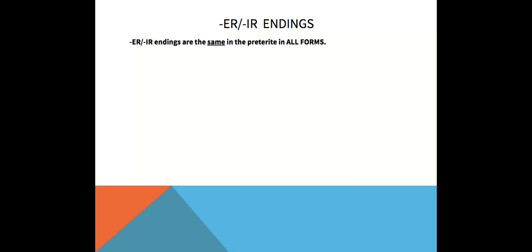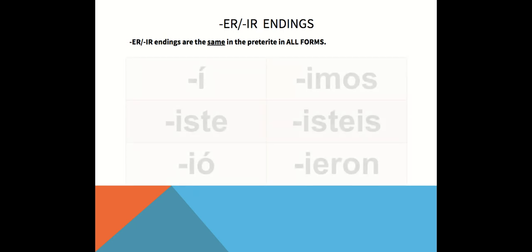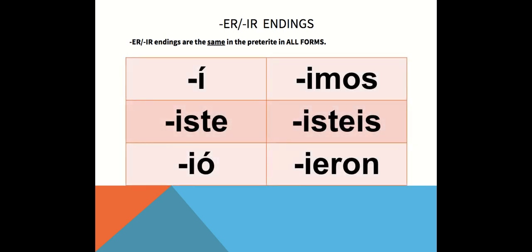Moving on to the ER and IR endings. Good news, ER and IR endings are the same in the preterite in all forms. Okay, so we no longer have to worry about 3 separate sets of endings. So ER, IR share the same endings: í, iste, ió, imos, isteis, ieron. Again, notice the accent. Same as AR, just in the yo form and the él/ella/usted form. And again, notice that the accent is on the O and not the I. A lot of people always put an accent on I's because they see a dot and just turn it into an accent. The accent goes over the O of IO.